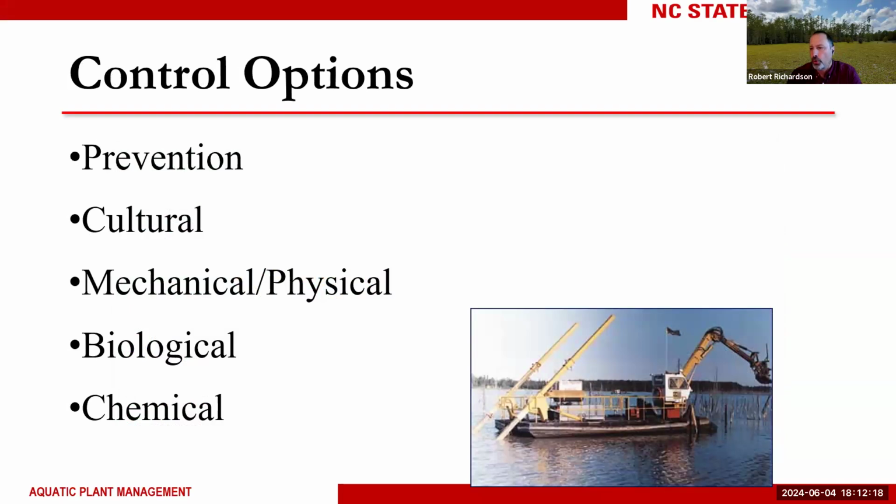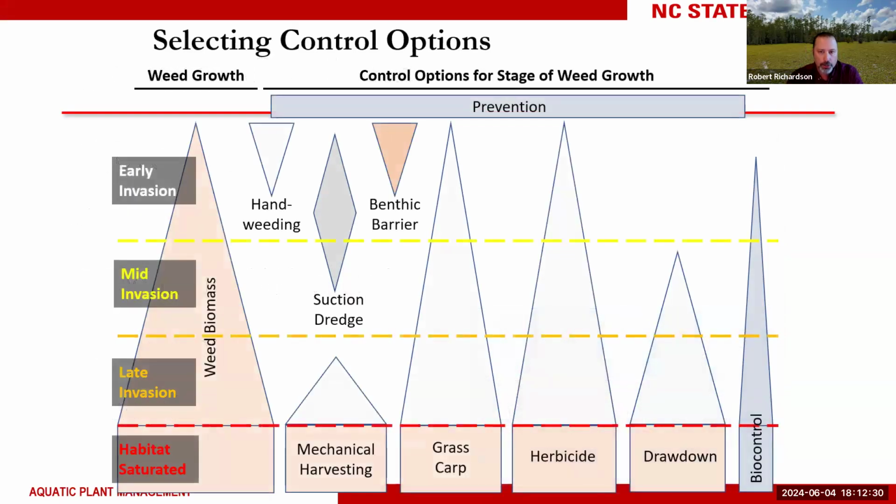Now moving into the control options that are available. So these are all the general techniques that are available for aquatic plant management. We'll work through each of these, and I'll be a little bit more specific with regard to Eurasian water milfoil. So this is kind of a complicated slide, but just know that as you move from top to bottom, you're moving from essentially no weeds present to being late in invasion down at the bottom, where the water body is completely full of weeds. So at the top, you see prevention.